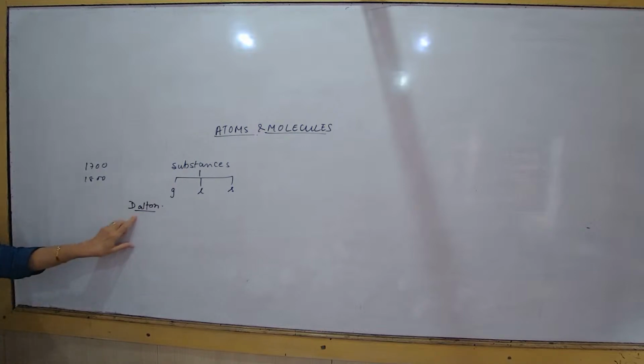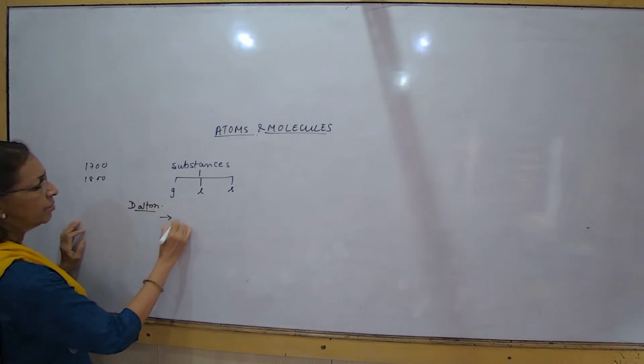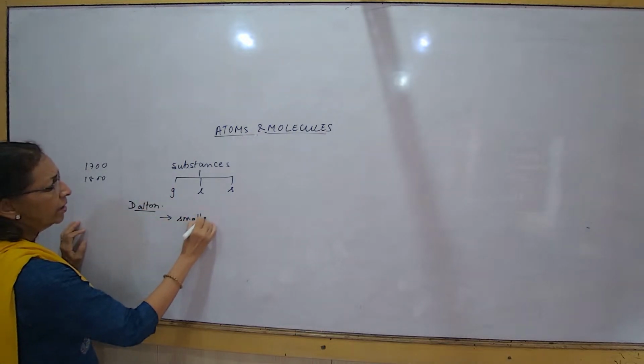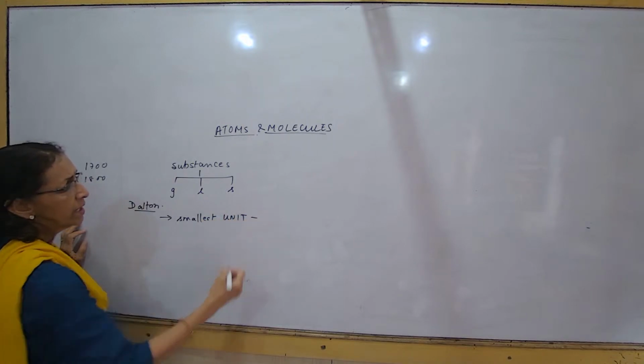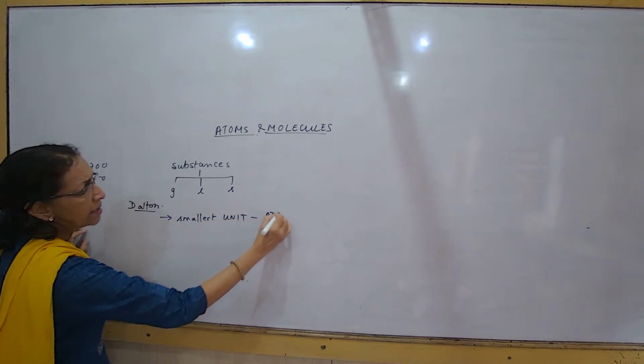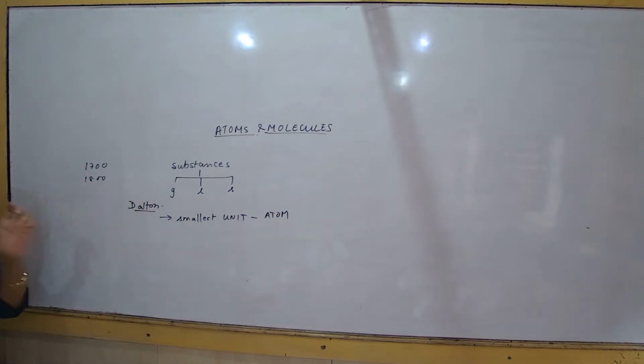What did he say? Basically he says that any of the substances should be made up of the smallest unit. And the smallest unit he began to call an atom. Now this word atom comes from the word atomos, basic unit. This is what is known as an atomos.